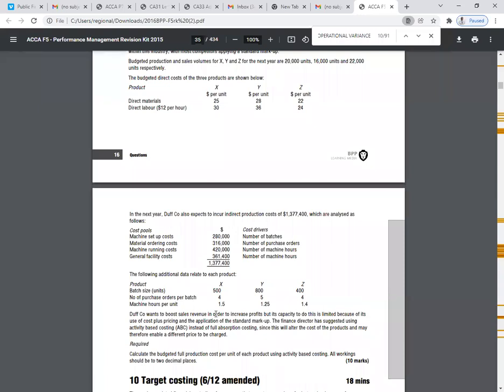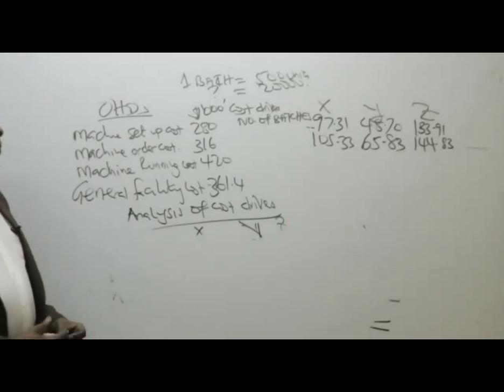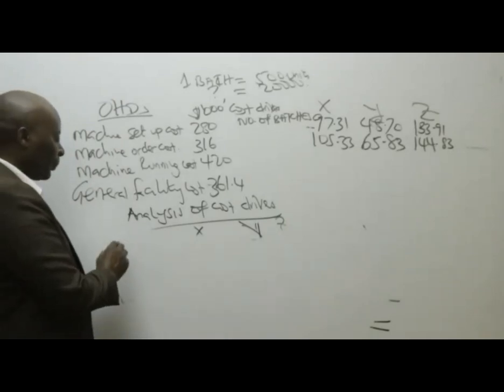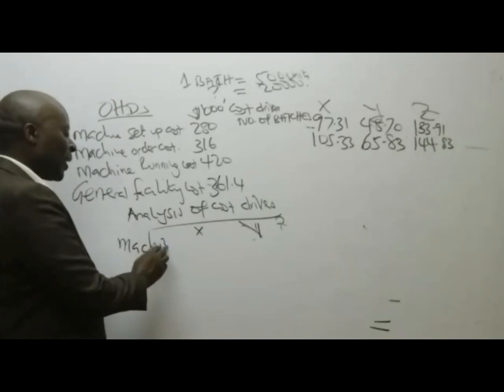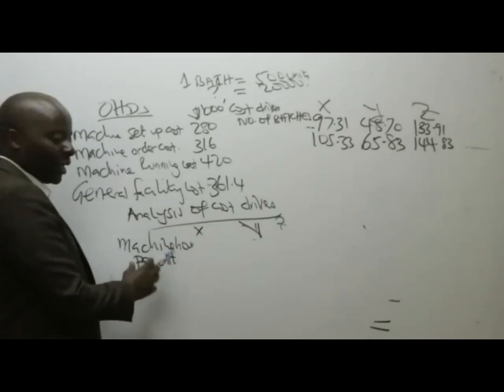Here they haven't grasped it. Machine hours per unit, they haven't grasped your concept. You see, they have given you machine hours per unit. When they tell you machine hours per unit, it means that you must multiply with the number of units.